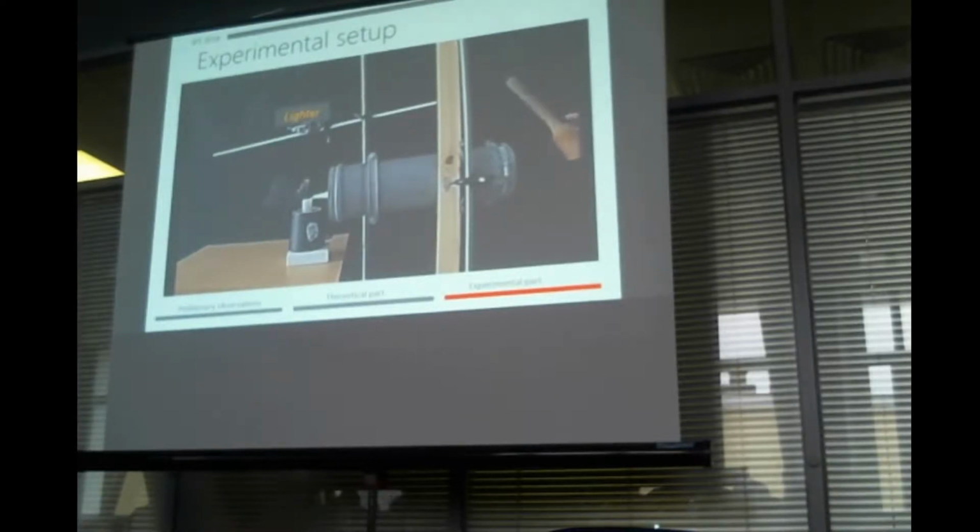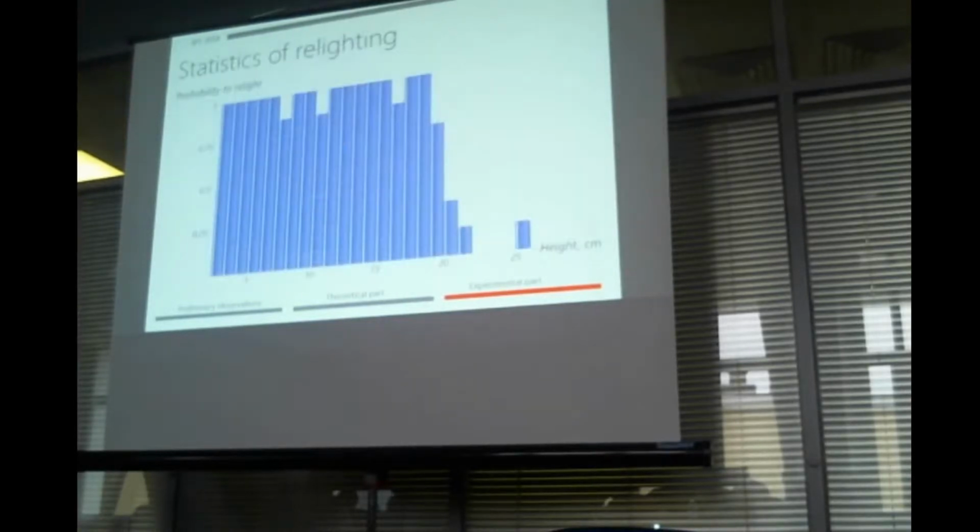We put a lighter in the same way, and we extinguished the flame by blowing, and after some seconds it can be relit by the lighter put at some height. And here you can see the statistics of relighting, and we understand that if relighting can be obtained only once, it is not the real maximal distance. So we understand that the maximal distance for this candle is about 19 centimeters.